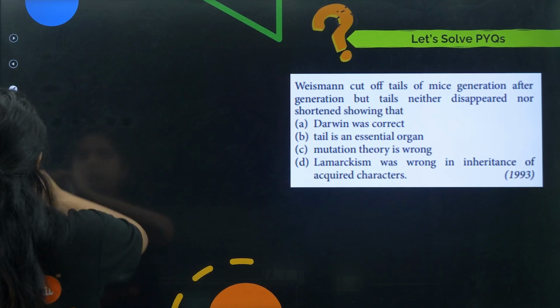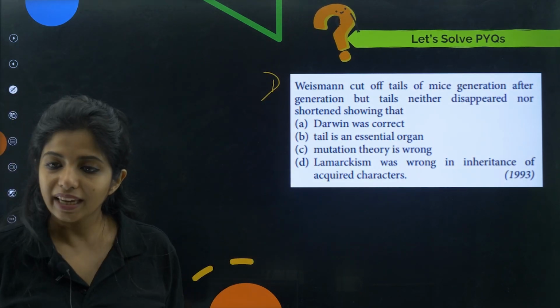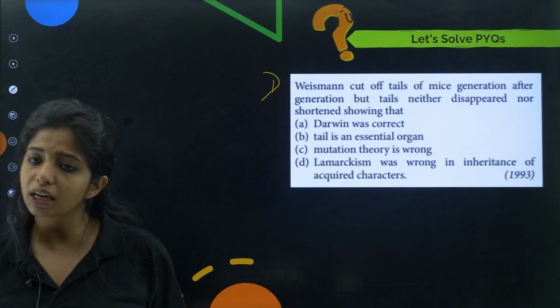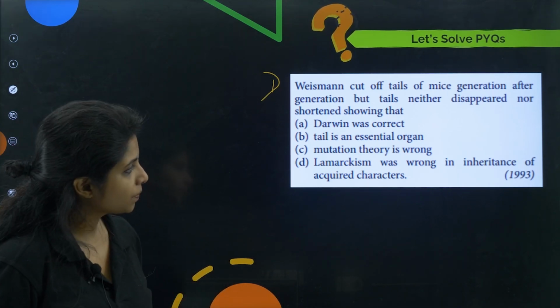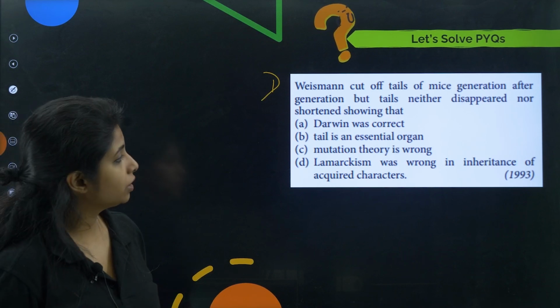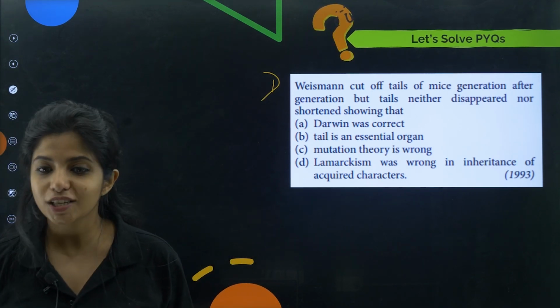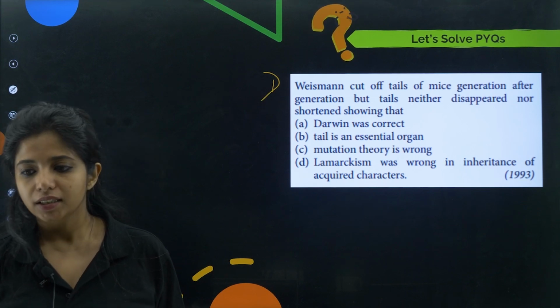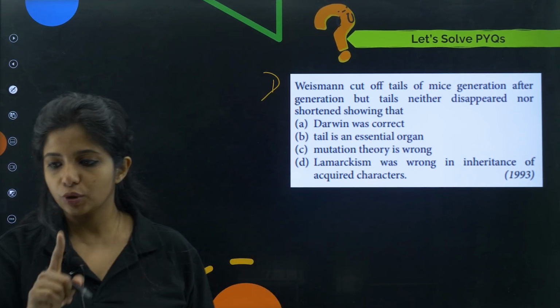Now coming to the first question, try this first question out. Weismann cut off tails of mice generation after generation, but tails neither disappeared nor shortened, showing that Darwin was correct. Tail is an essential organ. Mutation theory is wrong. Lamarckism was wrong in inheritance of acquired characters. Now this is an easy question, right? I hope you can answer it. Please tell me in the comment section or in the chat box, ma'am, the answer for the first question is this.